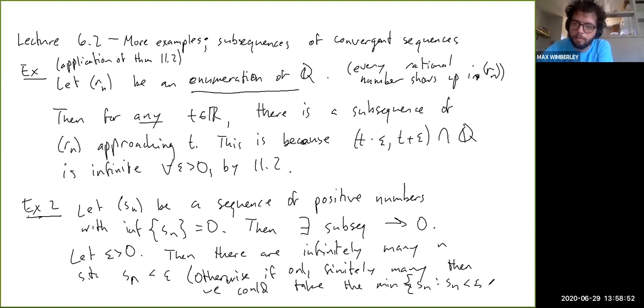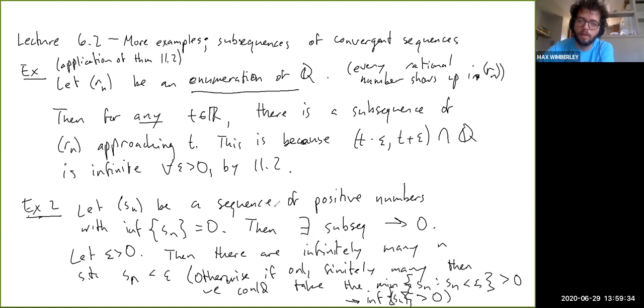We could take the minimum, and that would be greater than 0 because if there were only finitely many Sn for which this was true, we could take the minimum of that finite number of them, and the smallest one would still have to be bigger than 0 since all of the terms in the sequence are positive. And so that would mean that the infimum of the Sn would be greater than 0 too, which contradicts that we're saying the infimum is equal to 0, okay?